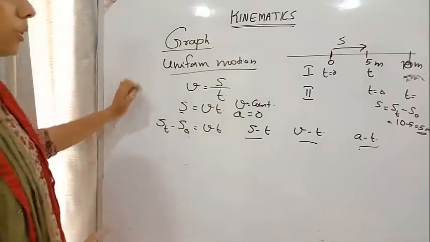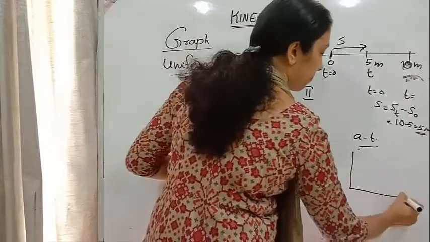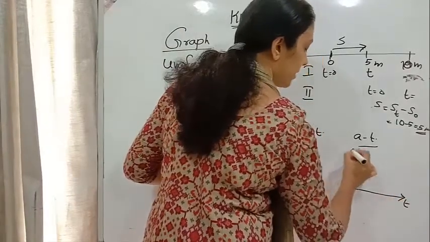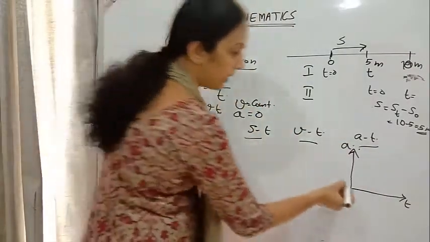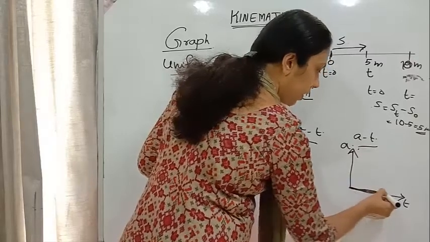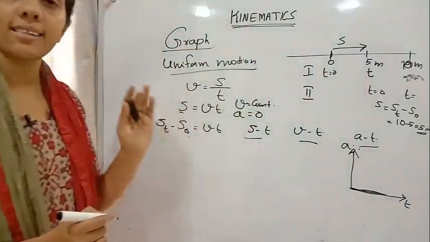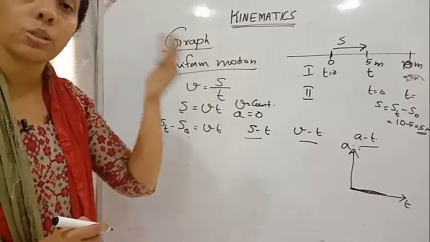Now we are going to draw the graphs. First I will draw the acceleration time graph. See here, this is time and this is acceleration. Acceleration is equal to 0, so the acceleration time graph will be like this. It lies on the x axis itself, the time axis, because acceleration is equal to 0.